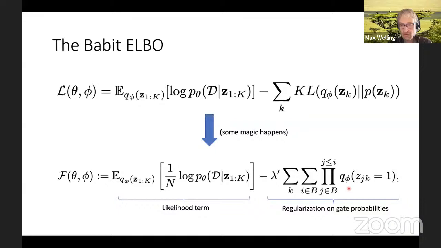So B is the bit width that is available for that particular, you know, there's a couple of bit widths that you want to consider. And then you run over the gates inside those bits, and then K runs over the parameters. So this is basically saying there's a penalty for opening up that particular gate. And we want to encourage the gates to be closed because then you get sparse models and highly quantized models as well.